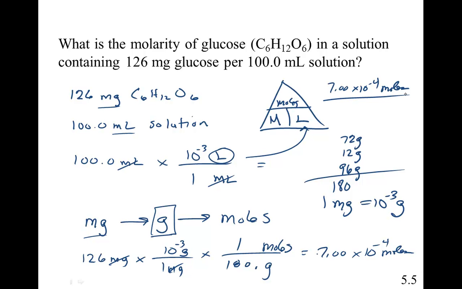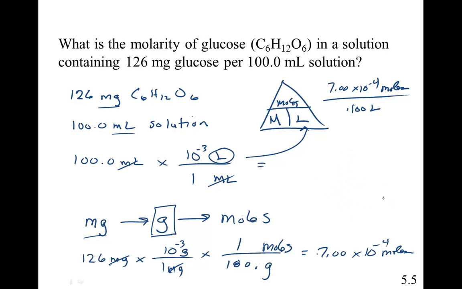And I divide that by the volume we calculated, which was 0.100 liters. So when I divide 7 times 10 to the negative 4th by 0.1 liters, I'm going to get for an answer 7.00 times 10 to the negative 3rd molar glucose. And that would be my answer.